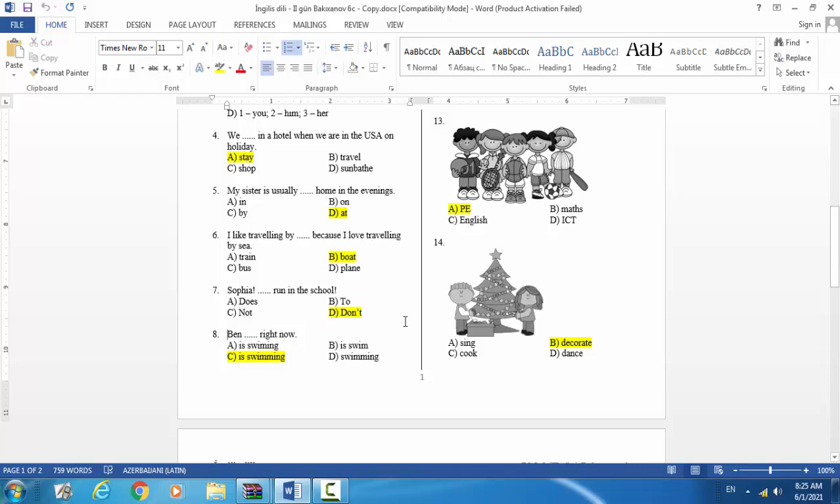Question 8. Right now is a time expression of present continuous. The correct present continuous tense form is to be plus verb with ing. We use this structure in variants A and C. When we add a suffix to one-syllable words with CVC structure, starting with a vowel, we double last consonant. So, C variant is correct answer.